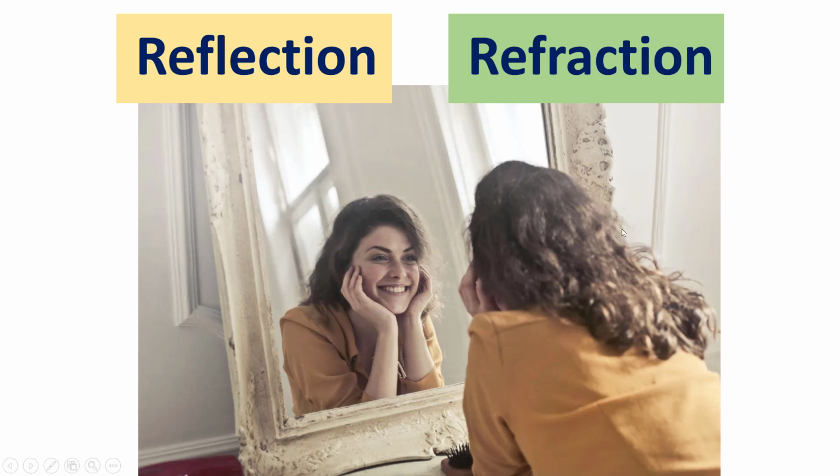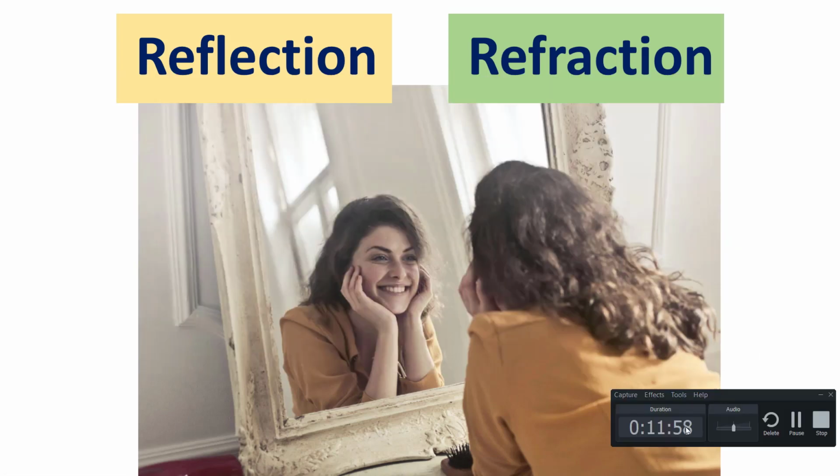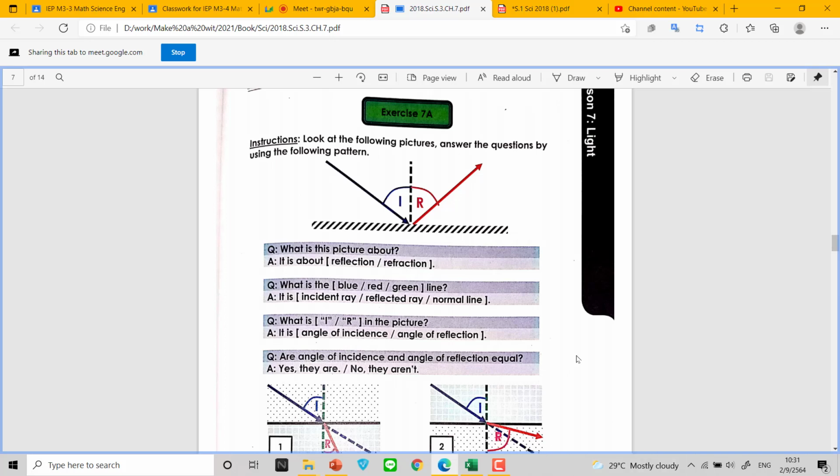So it's time to do the exercise, student. Do you want to do it by yourself or do you want the teacher to help you? Okay, student. Page 91. What is this picture about? Reflection or refraction? Easy. It is reflection, right? Student, just circle it. Okay, circle it. Next one, student.